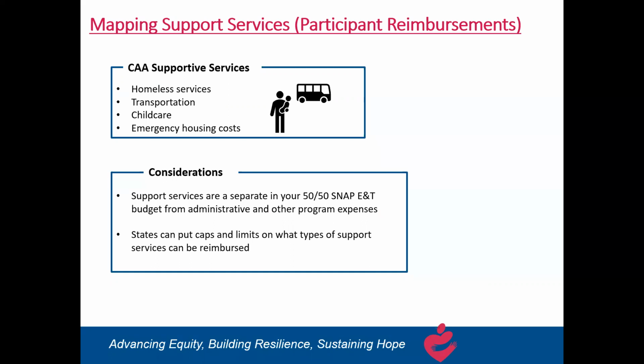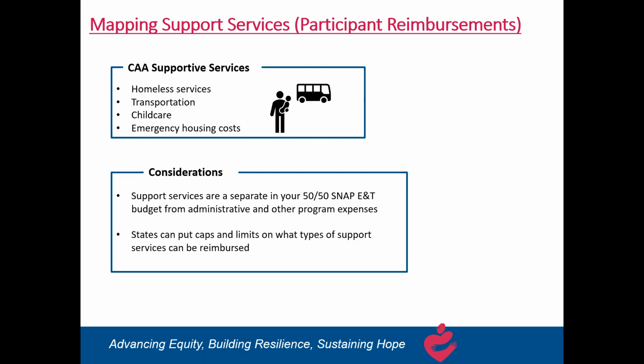Some things to consider, and I mentioned this in the last slide, states can put some caps on these. One big one is emergency housing. States get really specific and often very narrow about what that means, but it can be, in certain circumstances, if somebody is facing an eviction notice or is newly homeless and there's a cost to be in a shelter or some sort of temporary situation, sometimes SNAP E&T can support those costs for a limited amount of time.